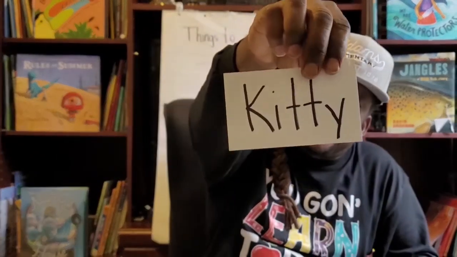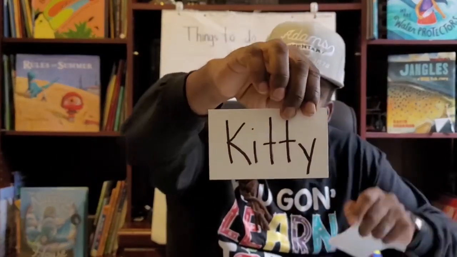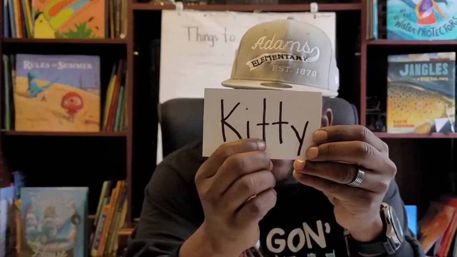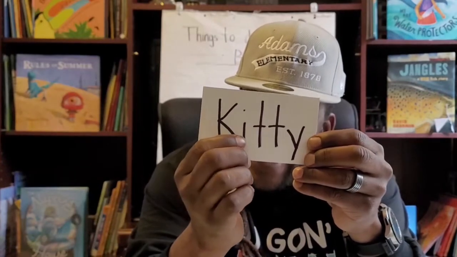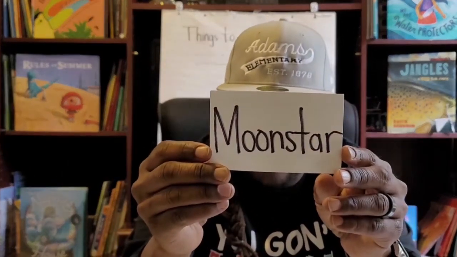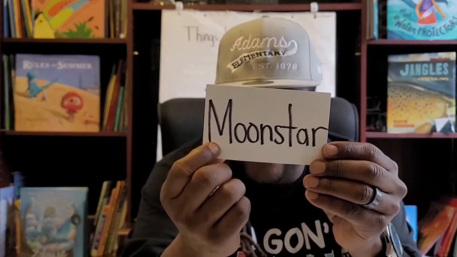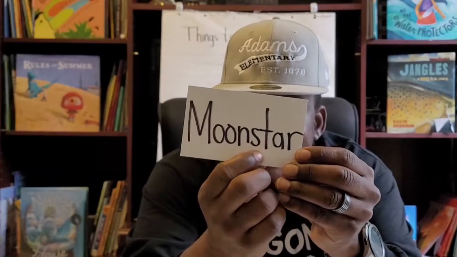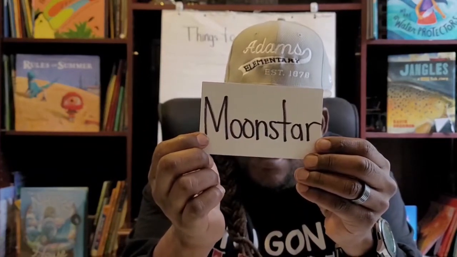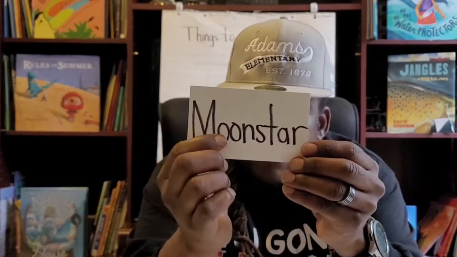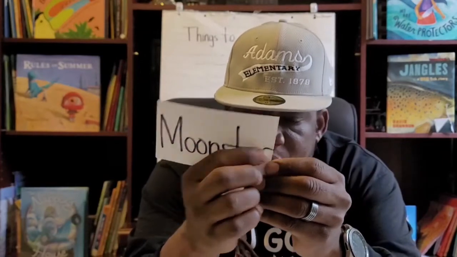Let's get started with some of our camp names. Whose name is this? That is Kitty. Hi, Kitty. Let's spell Kitty. Capital K-I-T-T-Y. Hi, Kitty. And whose name is this? Moonstar. Let's spell Moonstar. What letter is this? A capital M. What letter is this? A T. Let's spell Moonstar. M-O-O-N, S-T-A-R, M-O-O-N-S-T-A-R.